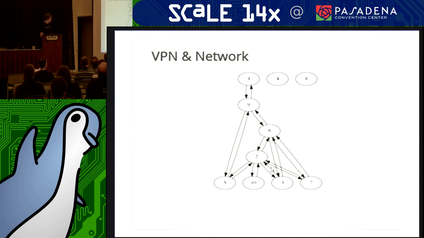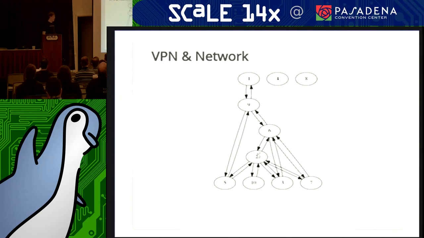You also see that there are maybe two classes of nodes inside the graph. There's nodes like 1 and 10 that only have one connection in, and then there's other nodes that have multiple connections. And so the way Tinc works is that you only need to connect to another node that is part of the mesh, and then you have full access to everything else.